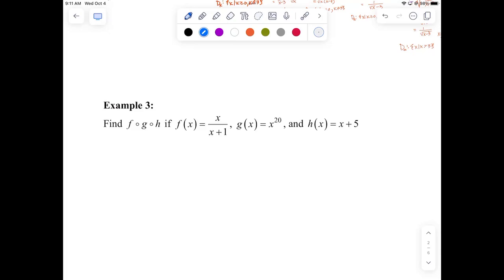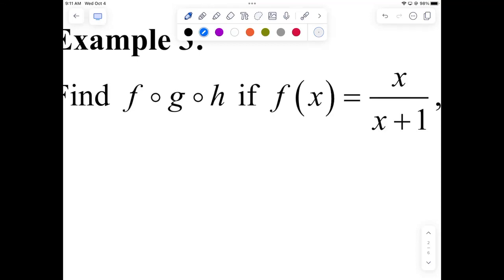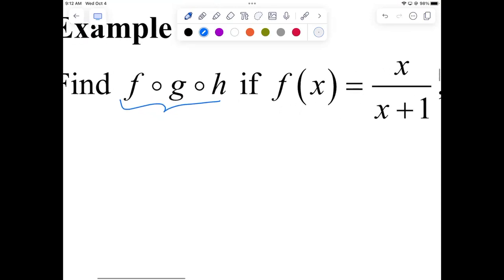All right, look at example 3. F of G of H. How do we actually read that? F of G of H. Are we allowed to compose 3 things? Yeah. Okay. Let's go ahead and give this a new name. What do you want to call F of G of H?